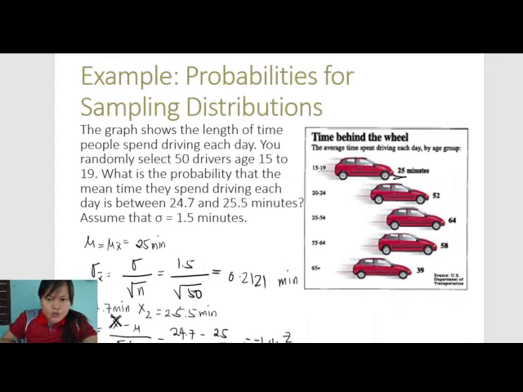Z2, our x is 25.5 minus 25 over 1.5 over the square root of 50.